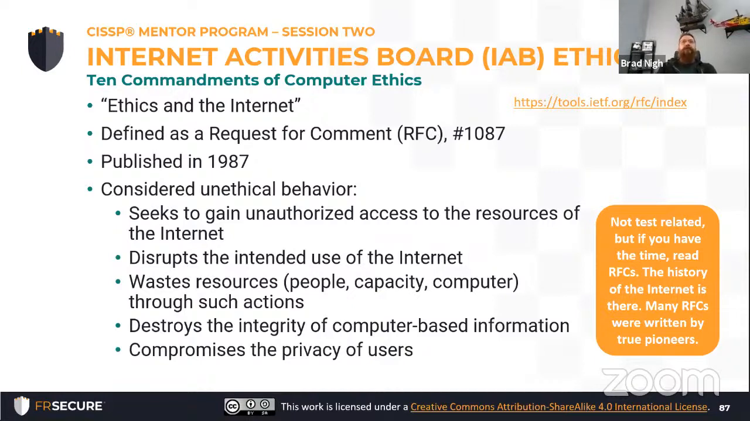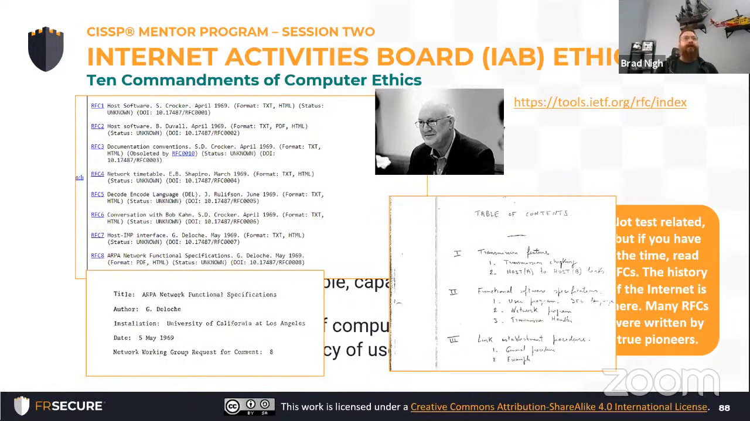The unethical behavior: seeking to gain unauthorized access, disrupting the intended use, wasting the resources, destroying the integrity of computer-based information, and compromising the privacy of users. And here you can see this, Network Working Group, Request for Comments 8, RFC 1, the format, what the format was. Go through these and read them, but they're really interesting. I can't read that handwriting, but that's the first table of contents handwritten there.